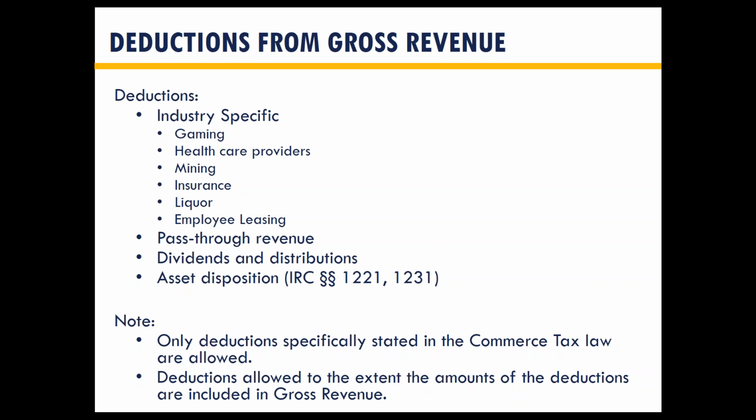A couple things to keep in mind. Only deductions specifically stated in the commerce tax law are allowed, and you don't get the opportunity to double dip. For example, with gaming, let's say you had a hotel that had a casino in it. You'd include 100% of those receipts in the top of the form, and then exclude those gaming receipts in the deduction section. You have to have them already included in gross revenue in order to deduct them in the deduction section.